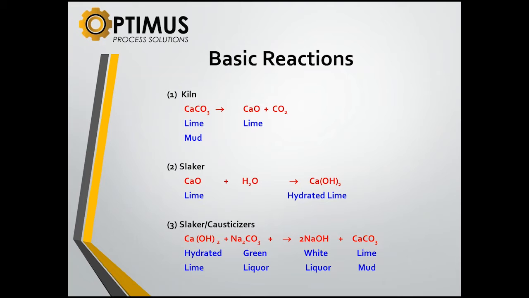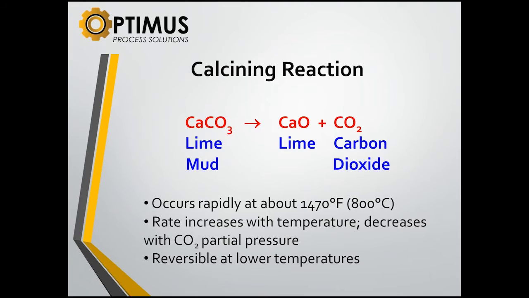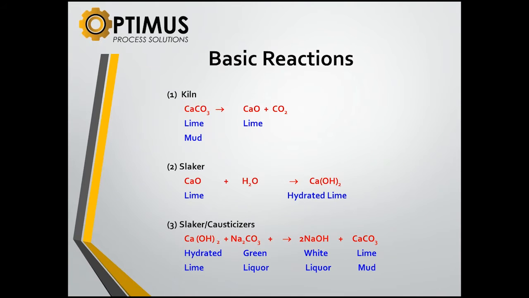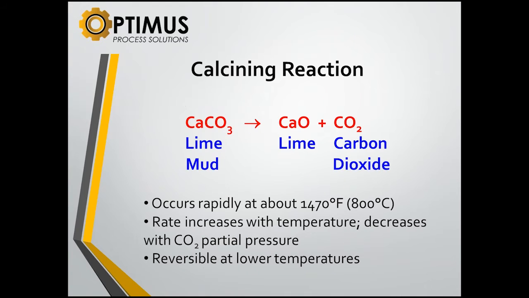The lime is then fed to the slaker, in which it mixes with water and becomes hydrated lime. The hydrated lime then reacts with the green liquor to produce a solution of white liquor and a solid of lime mud, which is then again washed and run through the kiln.